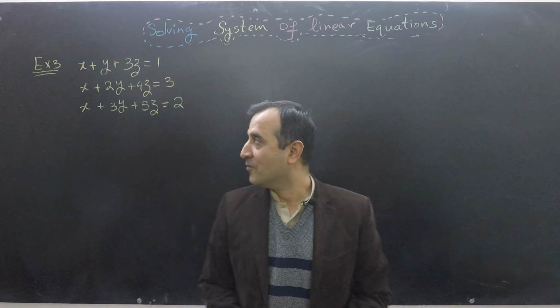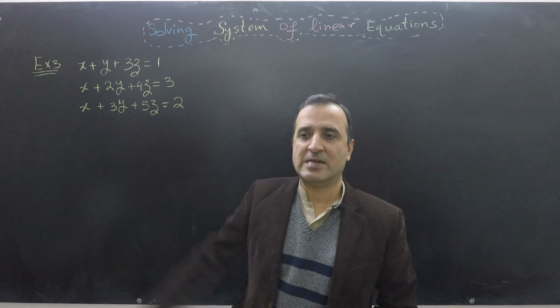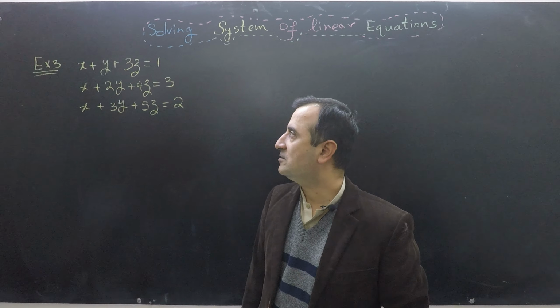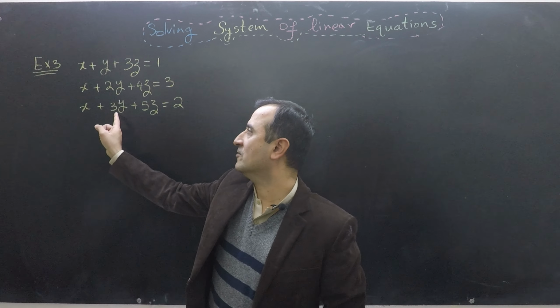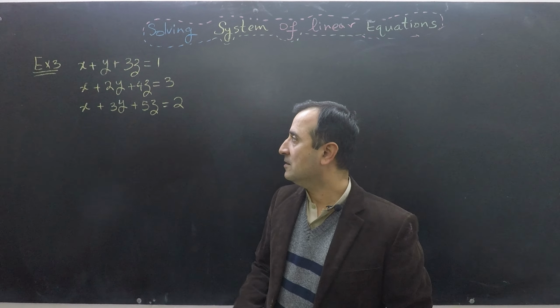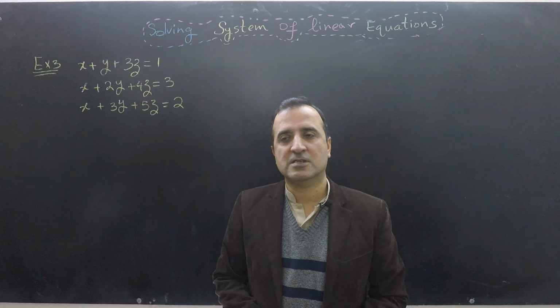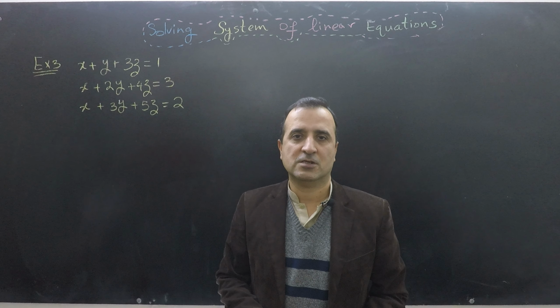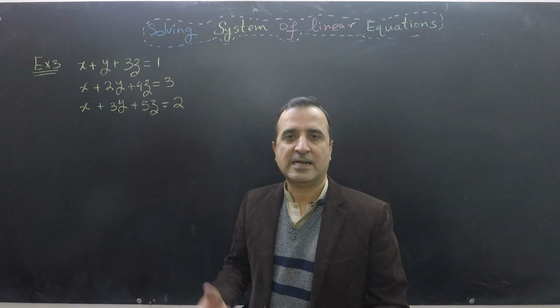So in this video, we have once again a system of linear equations, and we have to find a solution of x, y, and z. And these linear equations are inconsistent. That means they have no solution. Let's see what that means.